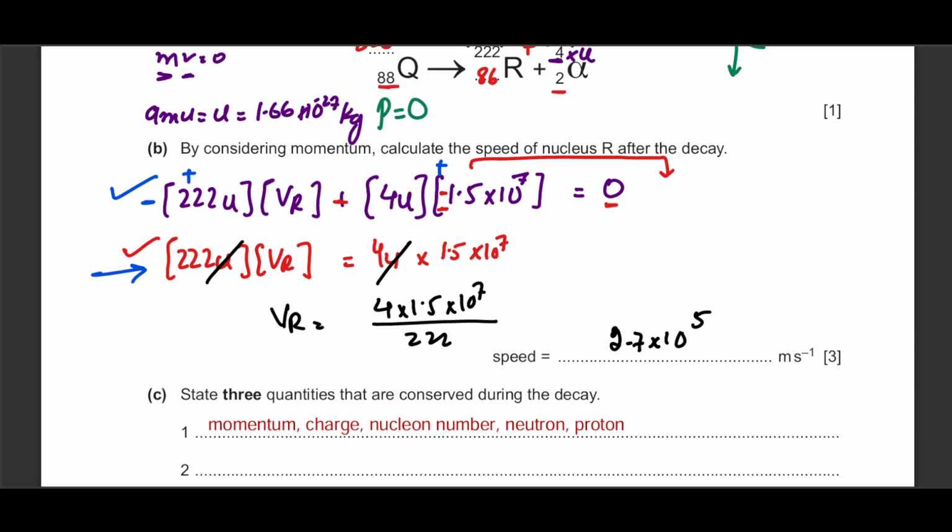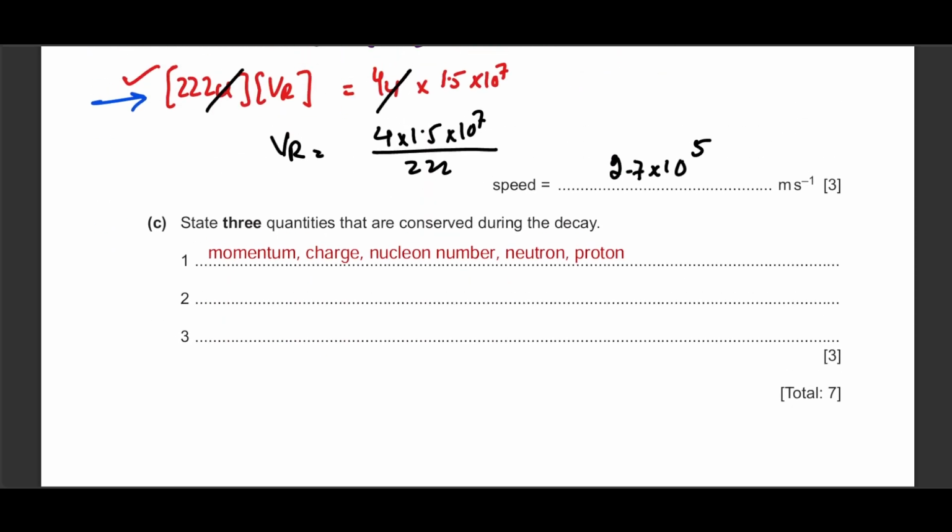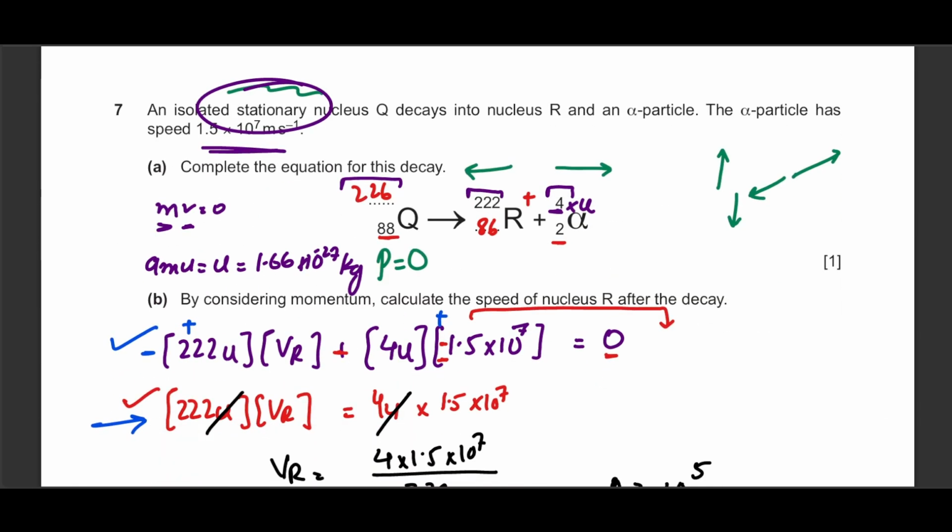He says what quantities are conserved during the decay or the nuclear process. So the answers are written on the board. Now be advised that the total momentum, the total charge, the nucleon number, and the neutron and proton numbers remain the same. You can choose any one of them. And the last three examples you can see in the decay equation itself.